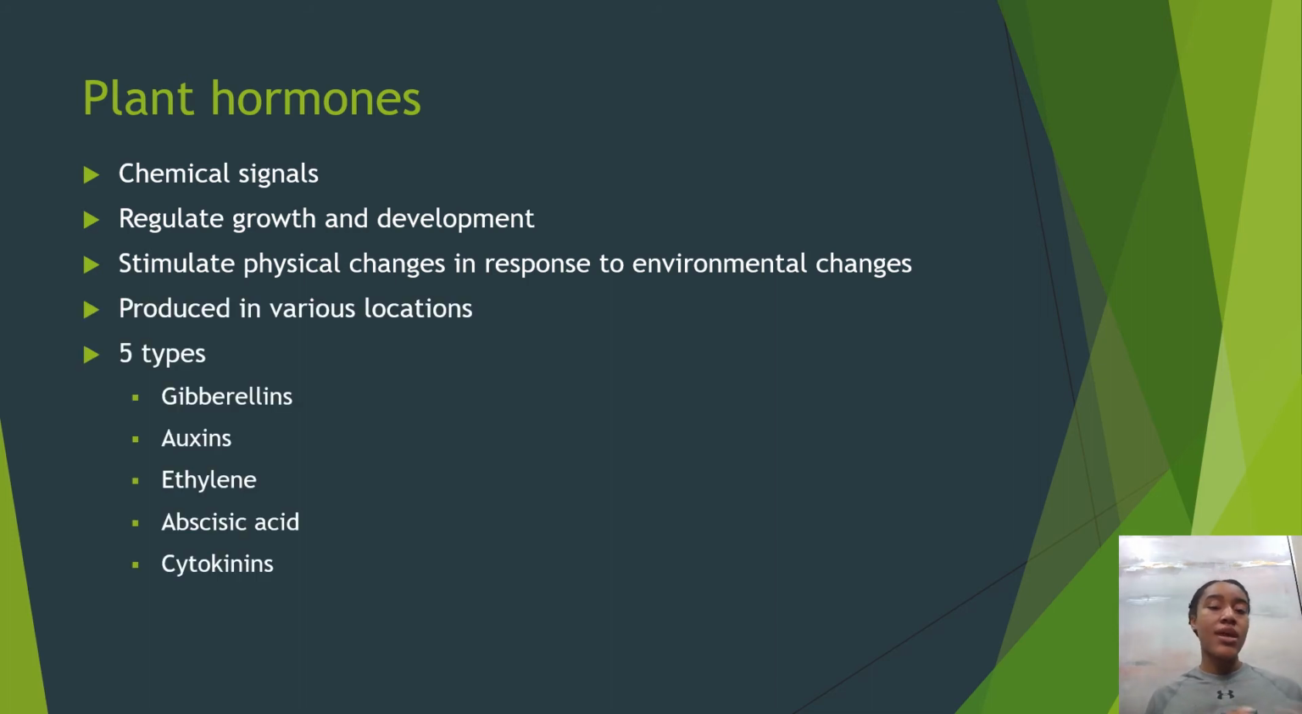Hormones in plants, unlike in animals, can be produced at a variety of locations. Hormones in plants can be produced in the leaves, in the roots, in the stems, and the buds. But in animals, we produce hormones in one part of our body that get transported elsewhere. So plants can produce hormones in various structures all over their anatomy. Plants have 5 types of hormones, and they include gibberellins, auxins, ethylene, abscisic acid, and cytokinins.